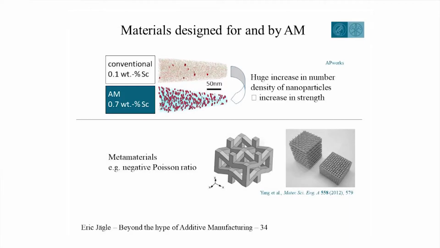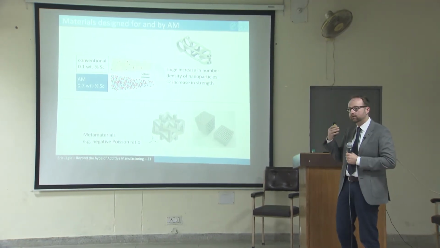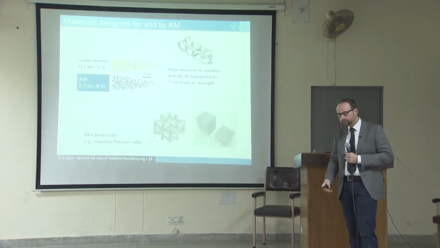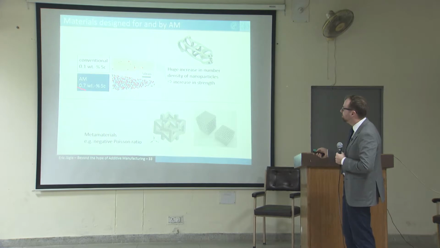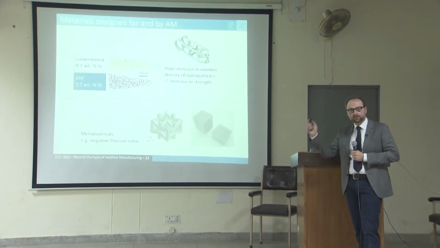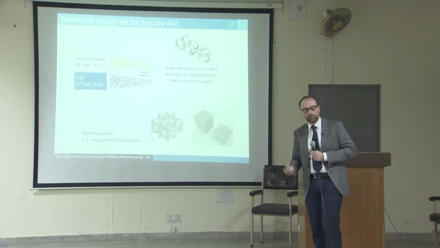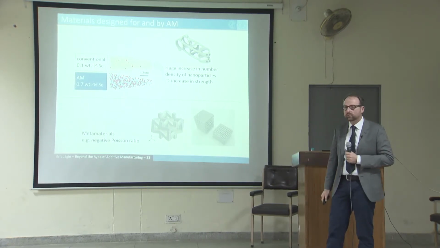I just copied two quick examples for if you use processing with slow cooling rates. In this particular case of aluminium scandium alloys, you can only put in 0.1 weight% or 0.2 weight% of scandium, otherwise you will not keep it in solution. However, when you use additive manufacturing and have access to rapid cooling rates, high cooling rates, then you can put in 0.7 weight%, and the number density of strengthening precipitates increases by a huge number, and therefore your properties also become better. So this is one example of a material that only works in AM and not in conventional manufacturing.